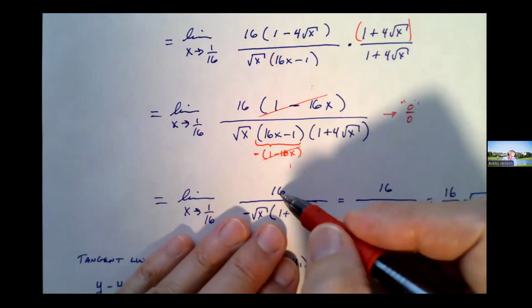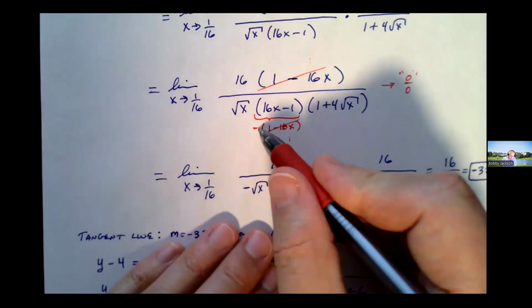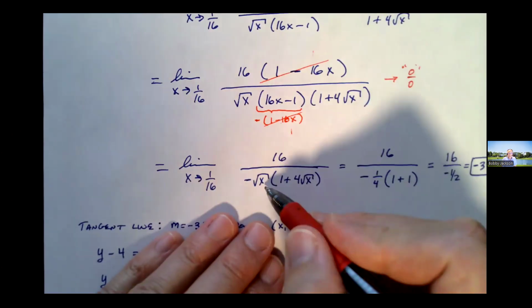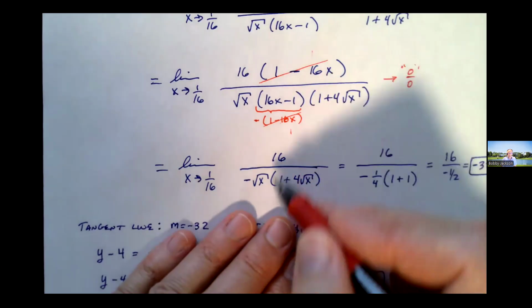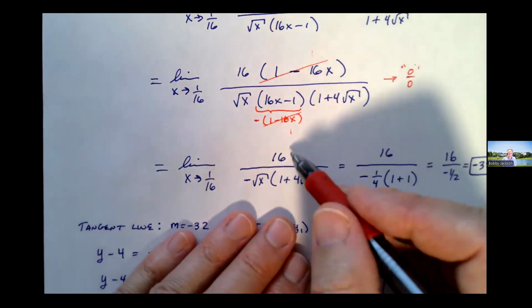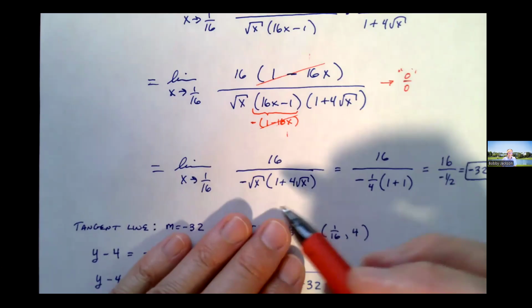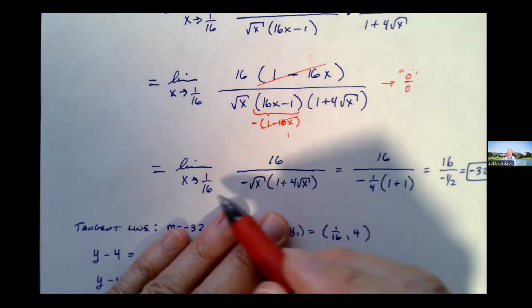So if I cancel out these two, then what do I have up top? 16. Down the bottom, I'm going to bring this negative 1 out in front. So I have negative square root of x. And then don't forget this thing. Okay, so basically the 1 minus 16x is gone, that factor in the numerator and denominator. And that was what was giving us a problem, because now this function here is continuous at 1/16.